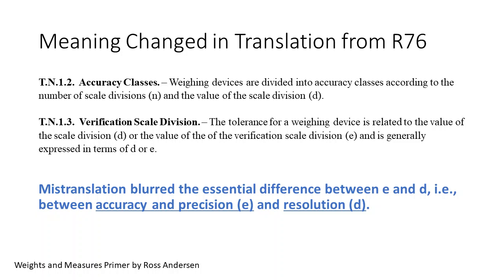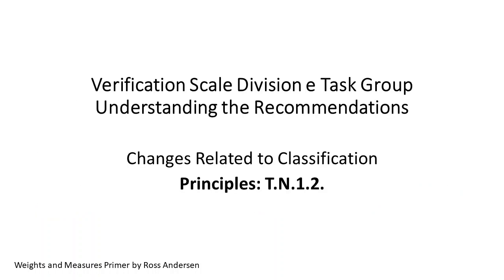In Part 1, I discussed the mistranslation of R76 in paragraphs TN12 relating to classification and TN13 relating to tolerances. I explained that the difference between D and E was blurred, and this led to the confusion. Let's dig deeper. These are all task group recommendations. I'll start with TN12 and the issues relating to classification.